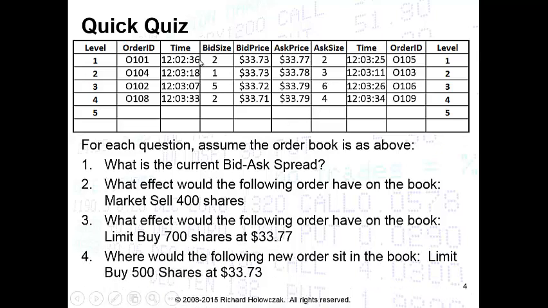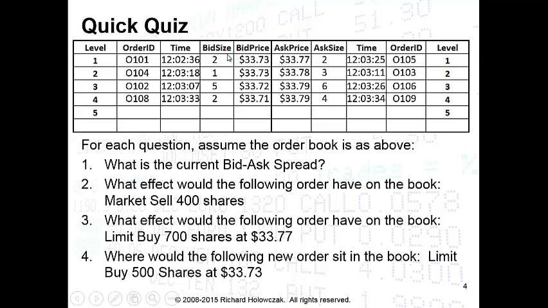And finally, again, if we start off with the order book as is, where would the following new order sit in the book? A limit buy order, 500 shares at 33.73. Well, we see that that buy order already matches two orders that are in the book. Because the 33.73 price matches here, it will be ordered third in the list. So this new order would come in, it'll become level 3 in the book.